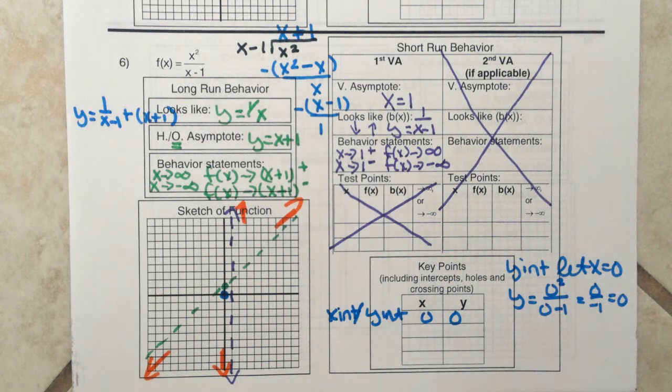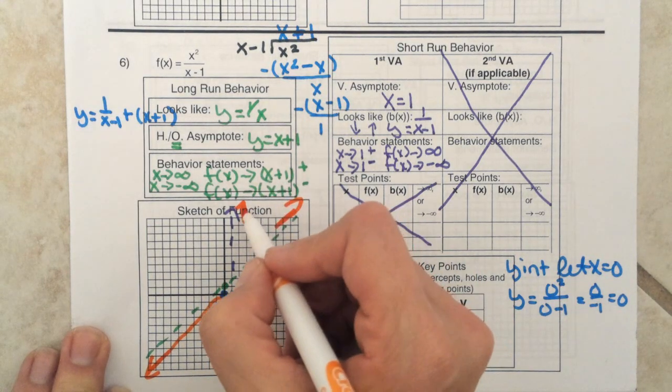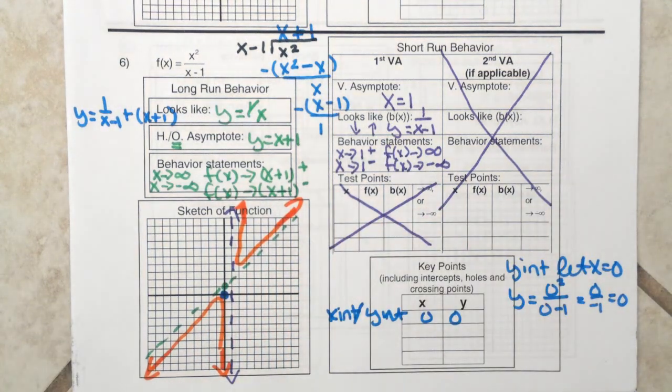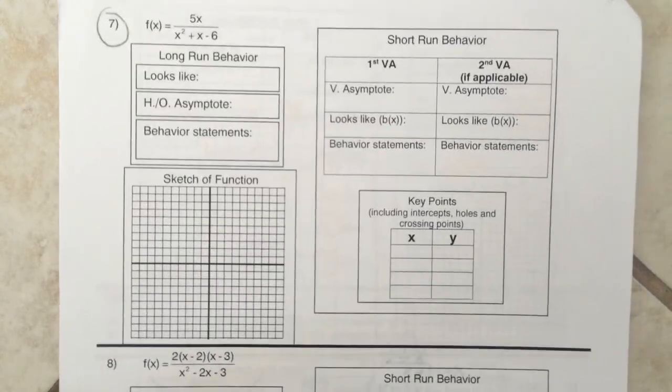So now I'm going to sketch in what this would look like. Now remember, I don't really have any of my little bitty test points, so that's as close as I'm going to get. Okay, number 6 is done. All right, let's take a look at number 7, and then we'll do number 9, and then we'll say we're done for the night.